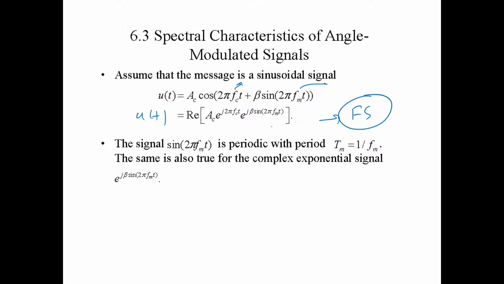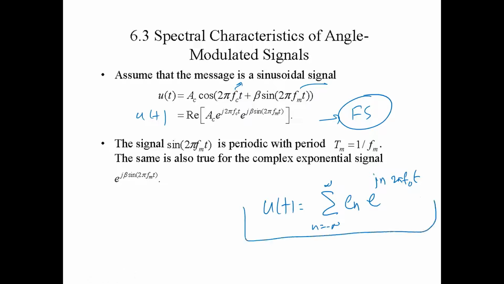How do we calculate the Fourier series? Do you guys remember? For example, if this is u of t, then the Fourier series will be the sum from minus infinity to infinity of the Fourier series coefficient multiplied by e to the power j n omega naught t, or 2 pi f naught t. This is the basic definition for the Fourier series.